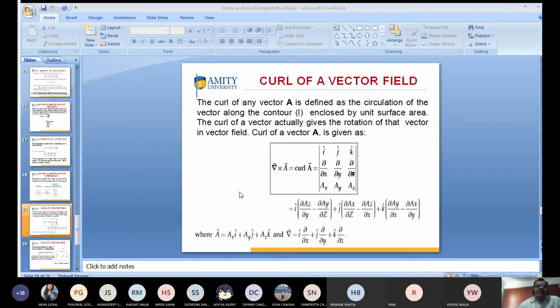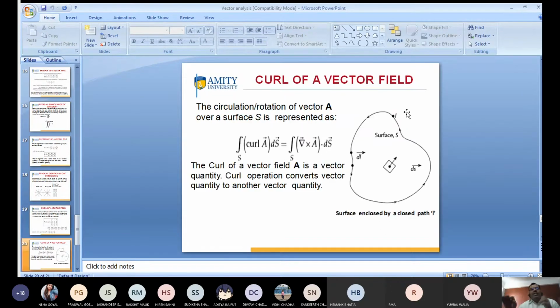Curl of any vector quantity represents the rotation, and it is the cross product between the del operator and the vector quantity, and this gives a vector quantity. Vector means i, j, k. This represents the vector rotation. So this is about the vector quantity.